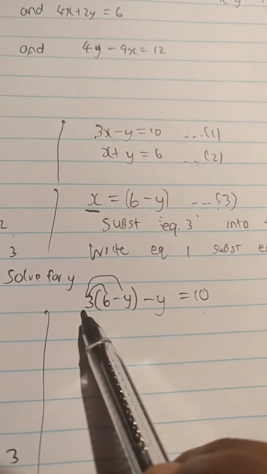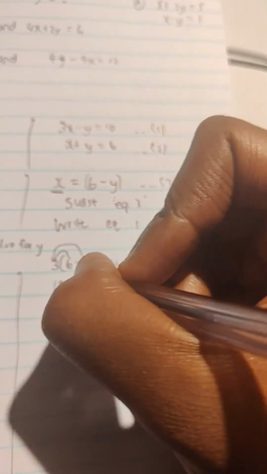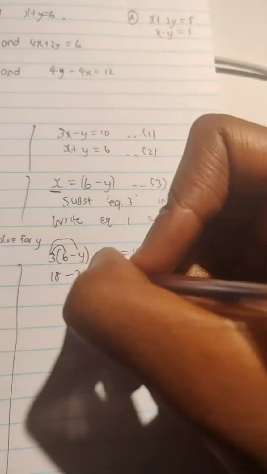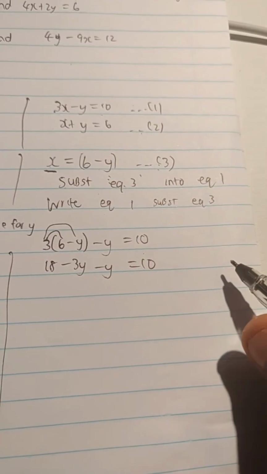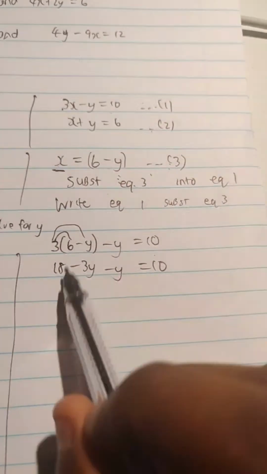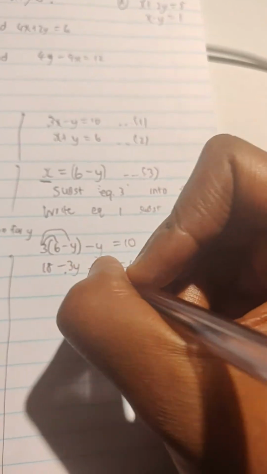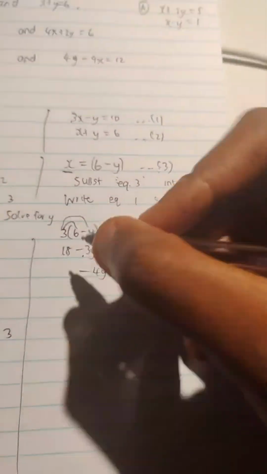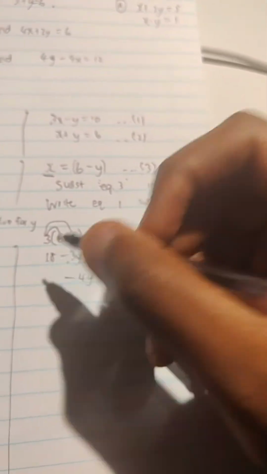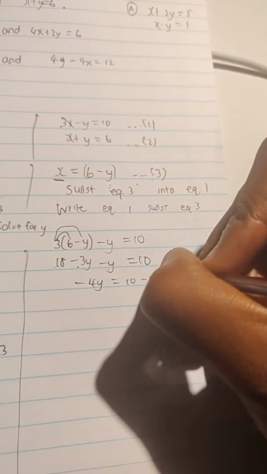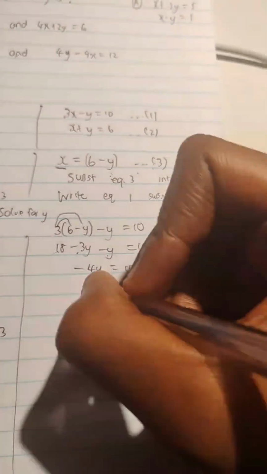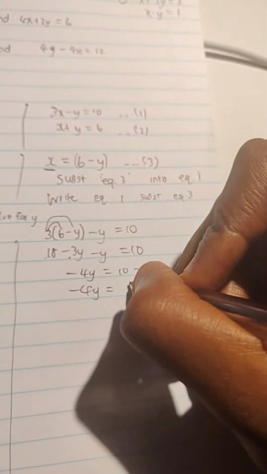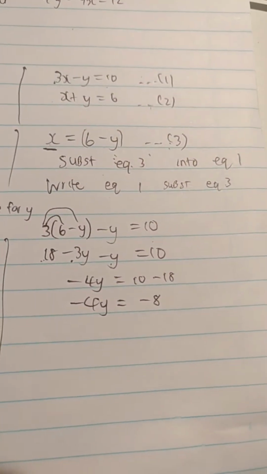Then we are going to distribute 3 into 6 and 3 into negative y. We get 18 minus 3y minus a y, which is equal to 10. Alright, so far so good. Then we are going to solve for y. Negative 3y minus y, our like terms give me negative 4y. Take the 18 over. When I take the 18 over, which is positive, it becomes negative on the other side. Then I have negative 4y is equal to negative 8.